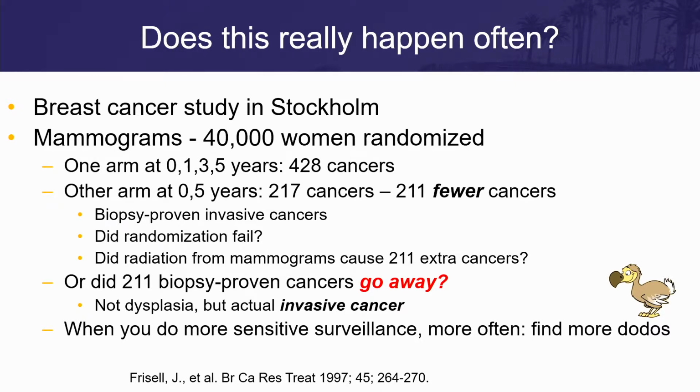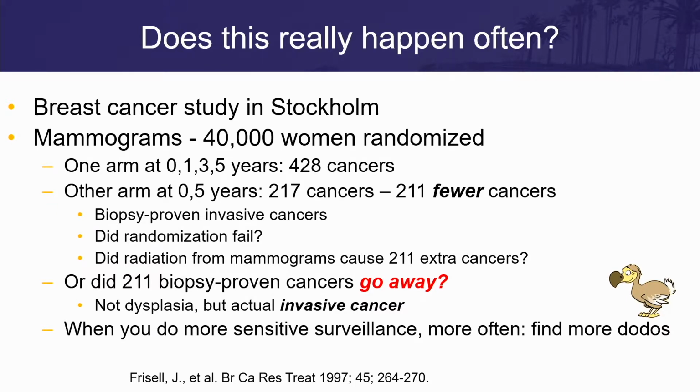So did the randomization fail? Not on 40,000 women. Did radiation from the mammograms cause 211 extra cancers within 5 years? No, it's not that fast. Or did 211 biopsy-proven breast cancers actually go away? That's actually what probably happened.